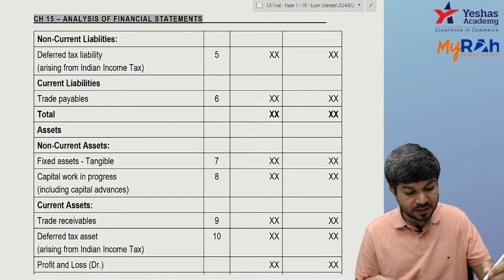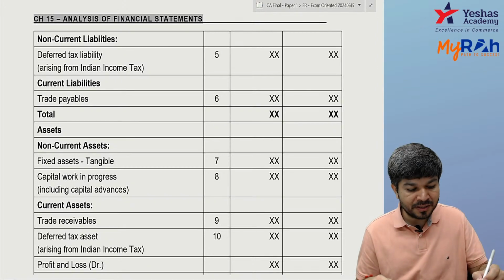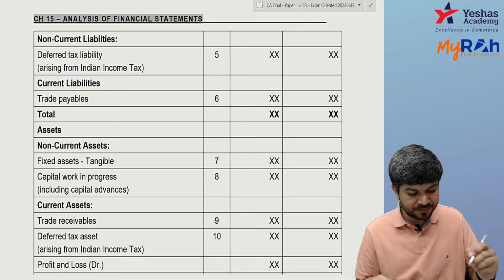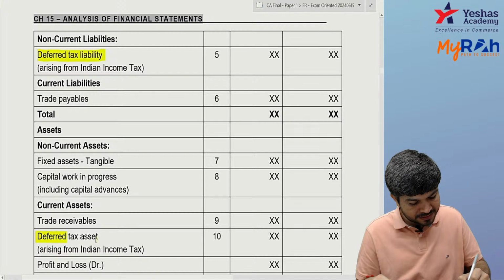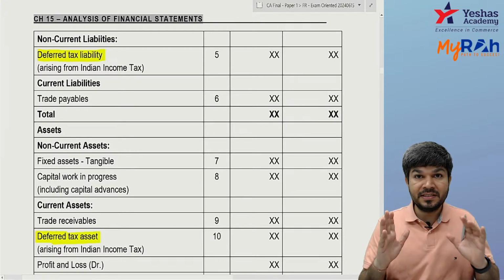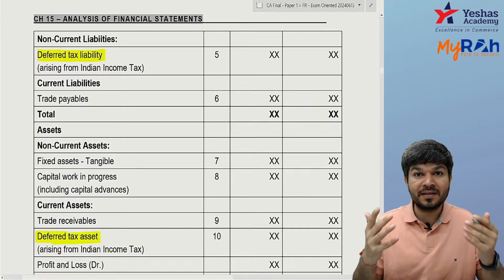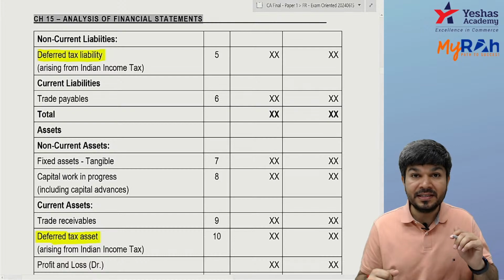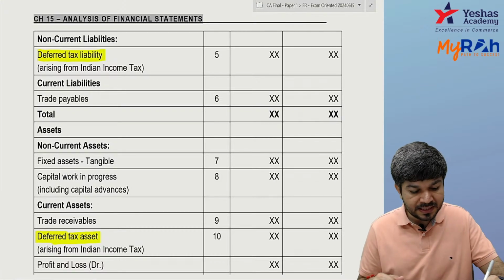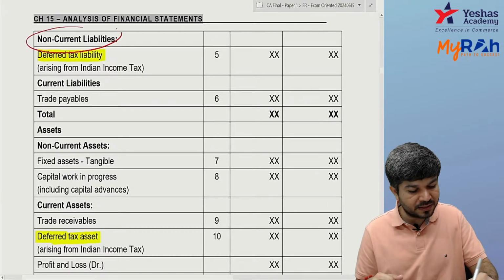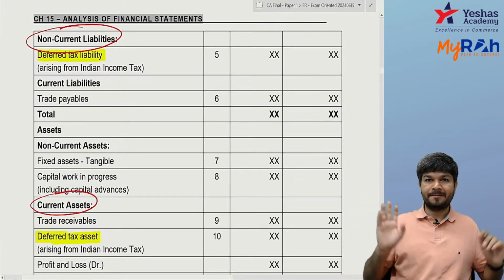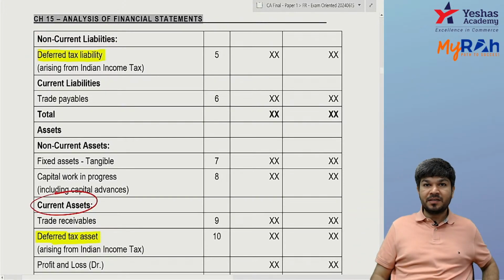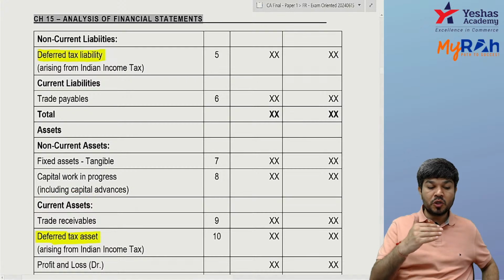Okay, under your non-current liability, you have a deferred tax liability. And if I just go down, here they have given a deferred tax asset. Now, DTA and DTL come under non-current asset or non-current liability. DTL is correctly given under non-current. But DTA is given under current, this is wrong. DTA cannot come under current. DTA should come under non-current asset.